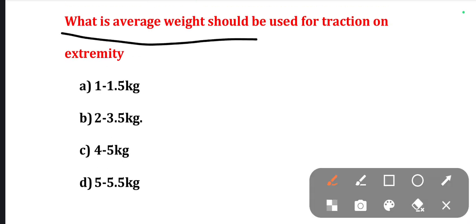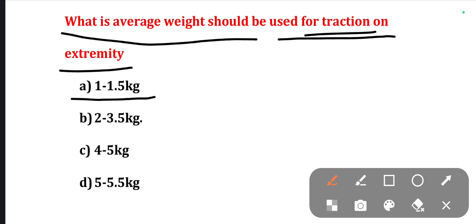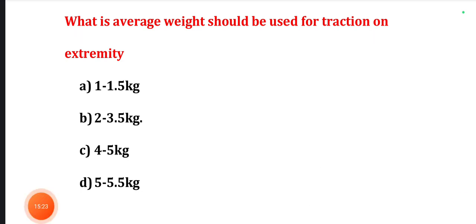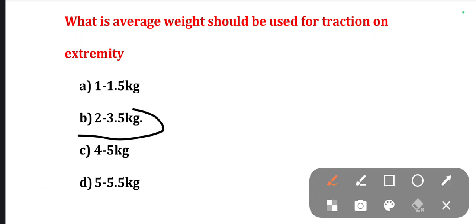The next one is, what average weight should be used for traction on an extremity? For the patient, we give traction and also hang some weight. What is the normal weight to hang for the traction? Options are 1.2 to 1.5 kgs, option B 2 to 3.5 kgs, option C 4 to 5 kgs, option D 5 to 5.5 kgs. The right weight is 2 to 3.5 kgs. So this is the normal weight for the traction.